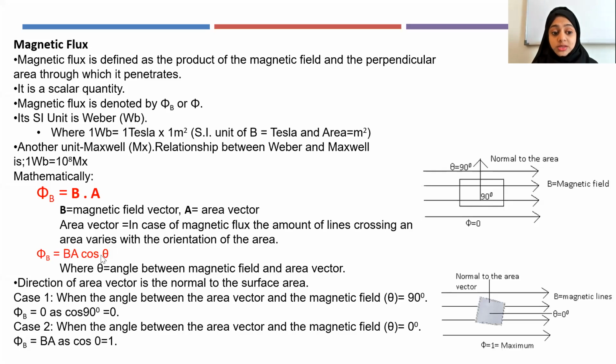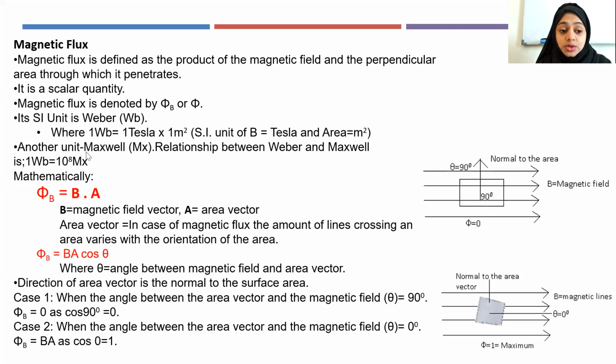So BA cos theta. And the unit of magnetic flux is Weber, which has the symbol Wb. And 1 Weber means 1 Tesla times 1 meter square, where Tesla is the unit of magnetic field and meter square is the unit of area. So the SI unit of magnetic field, we have already learned as Tesla, and area is meter square.